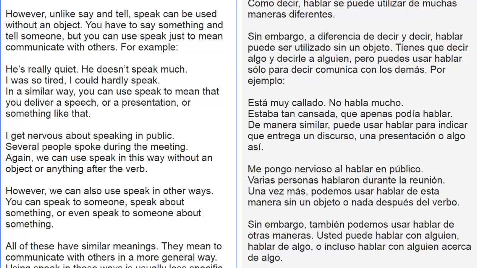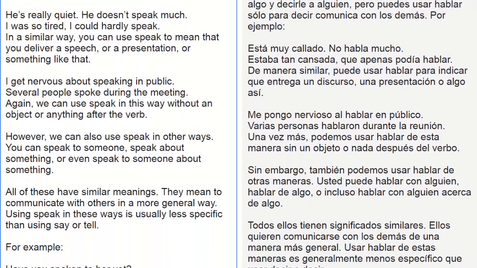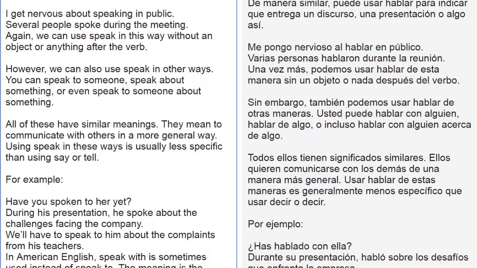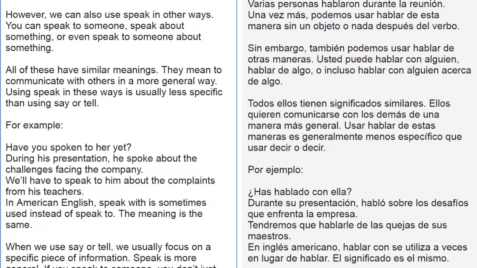In a similar way, you can use speak to mean that you deliver a speech or a presentation, or something like that. I get nervous about speaking in public. Several people spoke during the meeting. Again, we can use speak in this way without an object, or anything else after the verb. However, we can also use speak in other ways. You can speak to someone, speak about something, or even speak to someone about something.